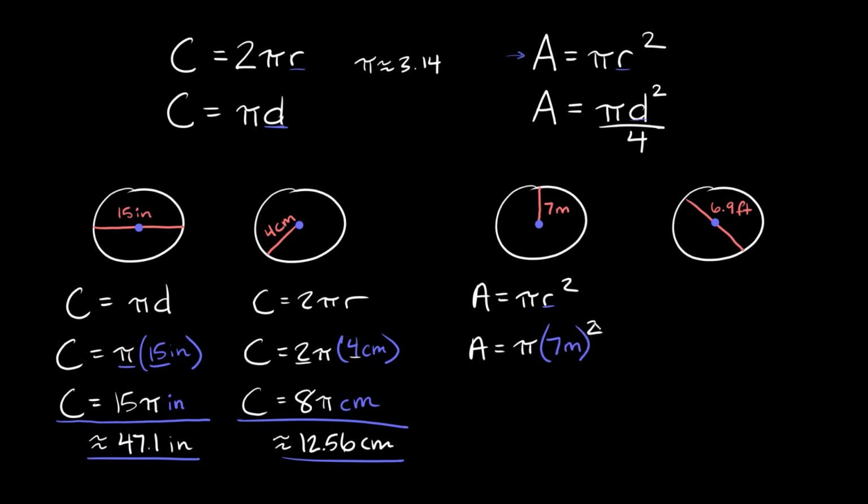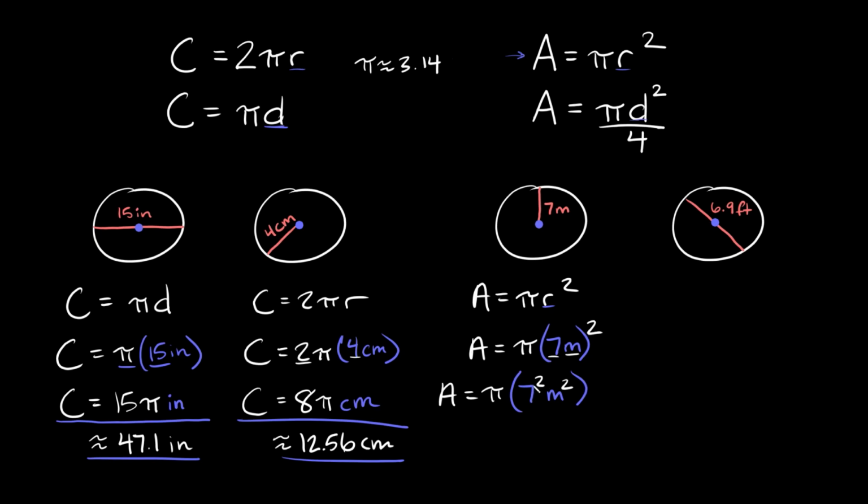Now, this exponent, you have to apply it to everything inside the parentheses. So you have to apply it to the number 7 and to the units, so m, meters. So then I can rewrite this as the area is equal to pi times 7 squared times meters squared. Okay, so I'm applying this exponent to everything that's in the parentheses, right?